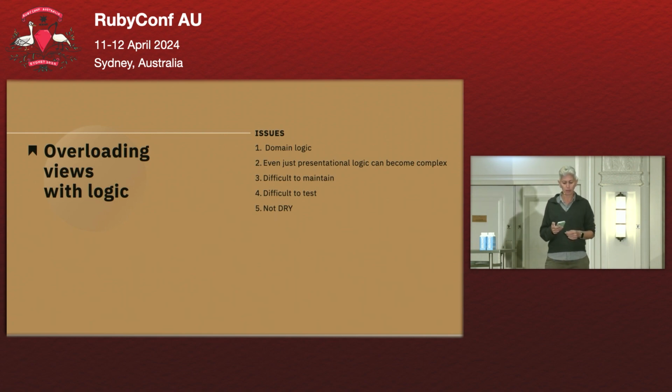Now, the problem with overloading the views with logic is that the out-of-the-box Rails templating engine, ERB, is great to allow us to present dynamic content on the page. But if we're not careful, we will soon end up with large view files that are a mix of HTML and Ruby, which can be really hard to manage. This can also lead to repetition and violation of the DRY principle, don't repeat yourself.